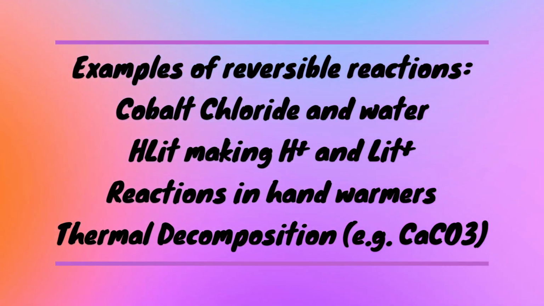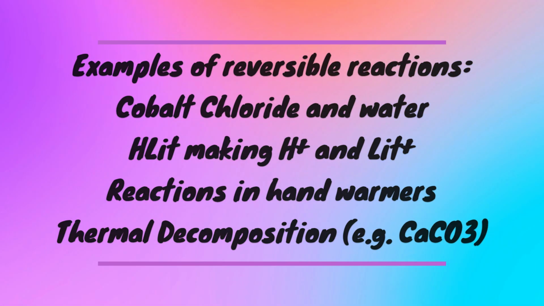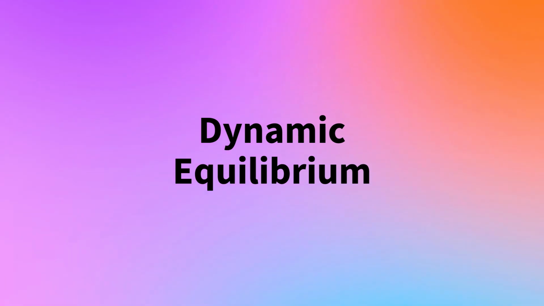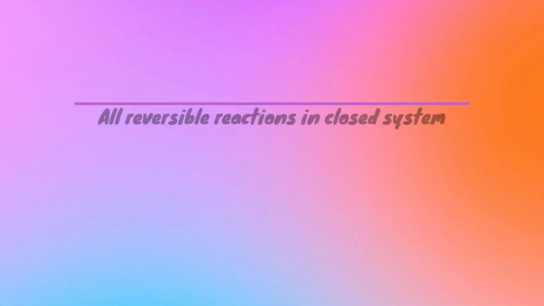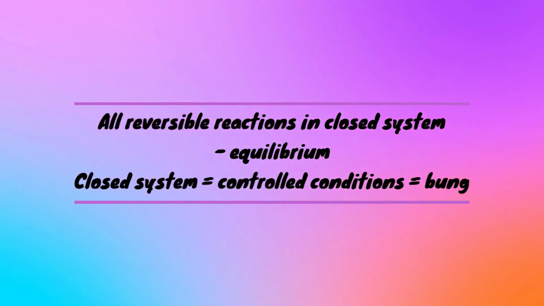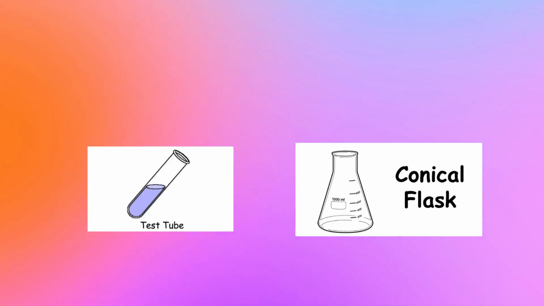Thermal decomposition is simply when a substance breaks down on heating, and a common example is the thermal decomposition of calcium carbonate. Dynamic equilibrium. All reversible reactions in a closed system will eventually reach equilibrium. A closed system is when conditions are controlled, and we can replicate that in a lab by using a bung in a test tube or a conical flask.